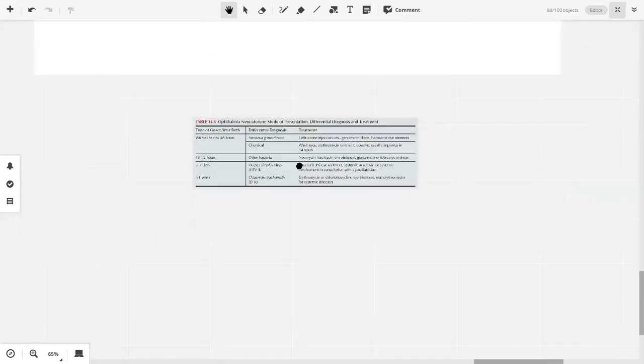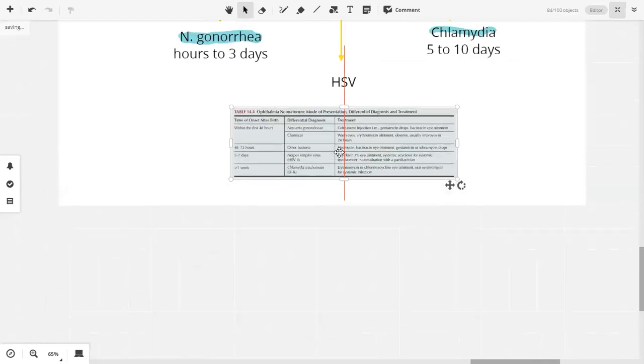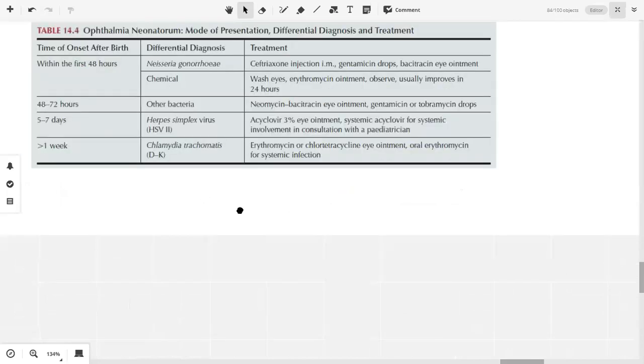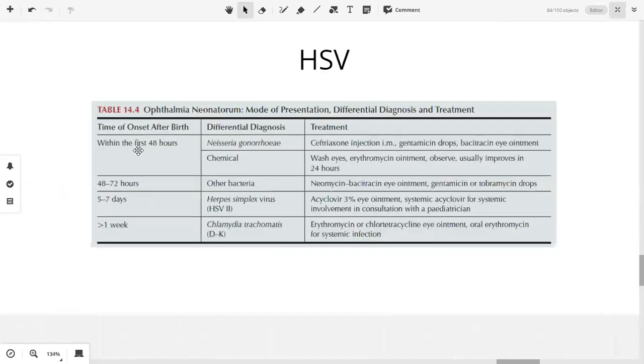So this is a table from Parsons, which is a good summary of the treatment as well as the presentation. You can see that within the first 48 hours, it means 2 days, so up to 3 days, we have Neisseria gonorrhea. Then herpes simplex virus, the only virus which Parsons has listed. Even though it has a longer incubation period, we know that viral conjunctivitis does not cause mucopurulent or purulent discharge. That is one important thing.